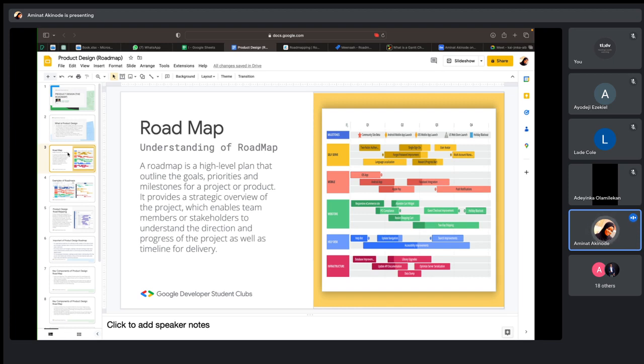It provides a strategic overview of a project, which enables team members or stakeholders to understand the direction and progress of a project, as well as the time of delivery. So this roadmap is more like a documentation or in the form of a chart. In this aspect, we are looking at Gantt charts where you are able to put in the things you need for designing a particular product or project. Then you put it into progress by putting in documentation, the timeline for when it needs to be launched, and the risks attached to that product. So this is just a general breakdown.